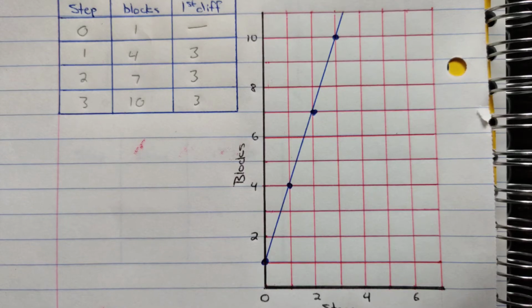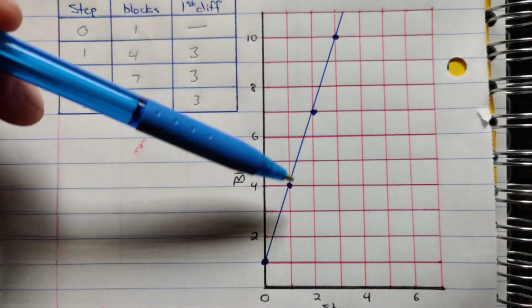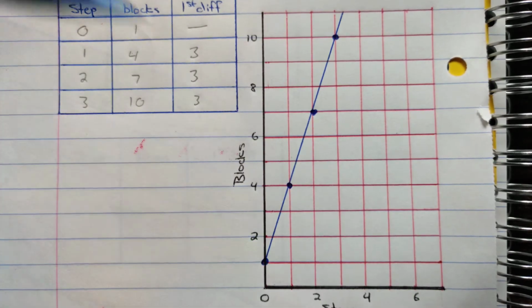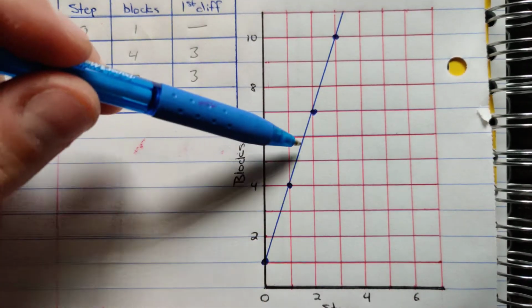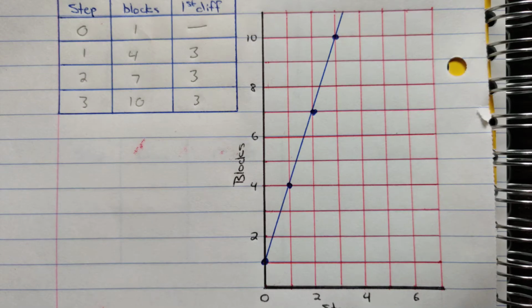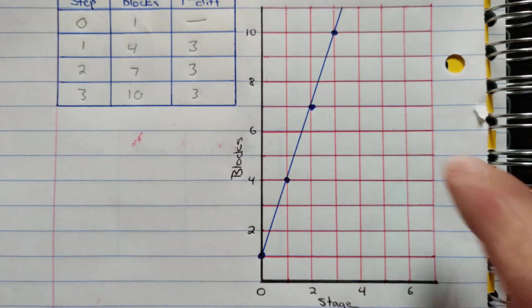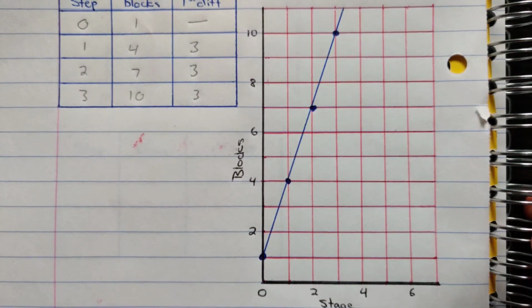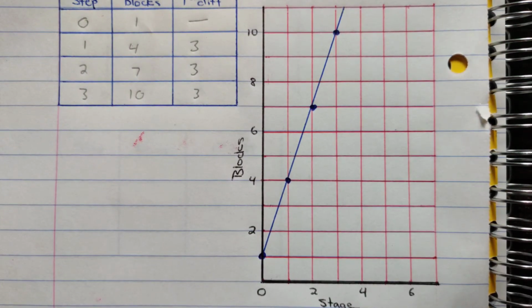Now, in reality, does the line make sense here? No, probably not, because we're really counting. There is no stage 1.5, but it allows us to illustrate that it is a linear growth. On top of our table, our diagram, and our graph, we can also create an equation.